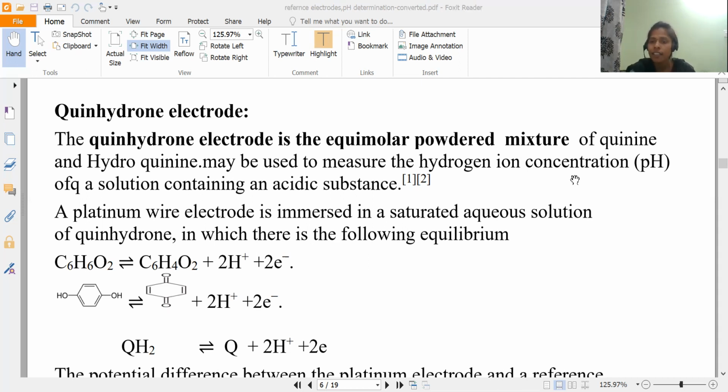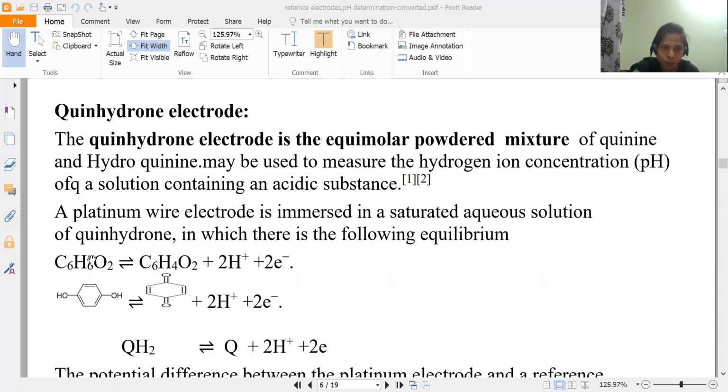The reason is that only in the presence of acid can quinone be converted to hydroquinone, and hydroquinone be converted to quinone. But in other media, the conversion is not possible. When this conversion is possible, only then can we synthesize the quinhydrone electrode. So we can use it only in the acidic medium.